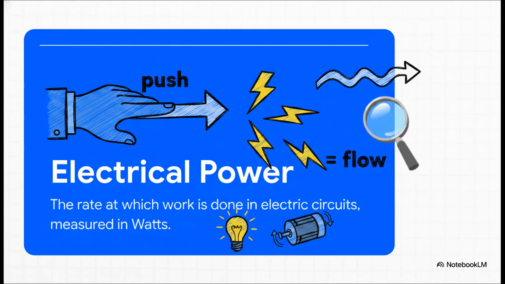So the really cool part is what happens when you combine that push and that flow. You get electrical power, measured in watts. Power, defined mathematically as P equals V times I, is simply the product of voltage and current working together in real time. It's the actual rate at which work is being done by our circuit, like lighting up a bulb or turning a motor. Push times flow equals power.